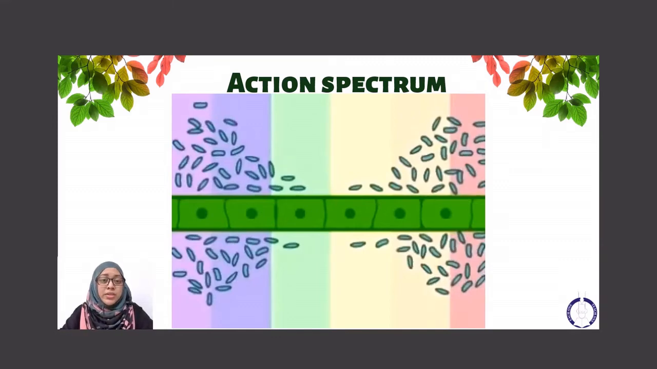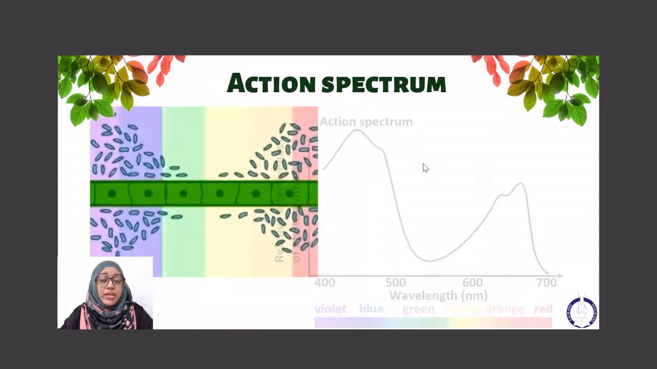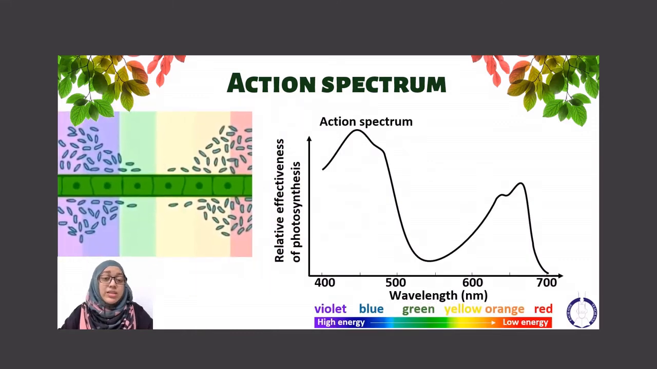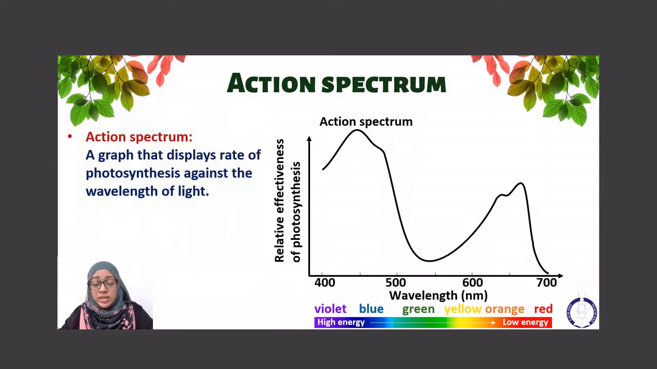You can see from Engelmann's result that photosynthesis occurs best in these blue and those red wavelengths, and the graph that displays these results is called the action spectrum. So the action spectrum is the graph that shows you the rate at which photosynthesis occurs at each of these different wavelengths. Action refers to the photosynthetic activity, spectrum refers to the wavelengths of colors involved. So this graph will always be in terms of something to do with photosynthesis.